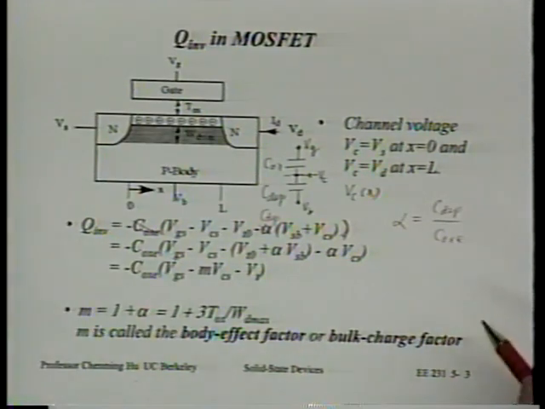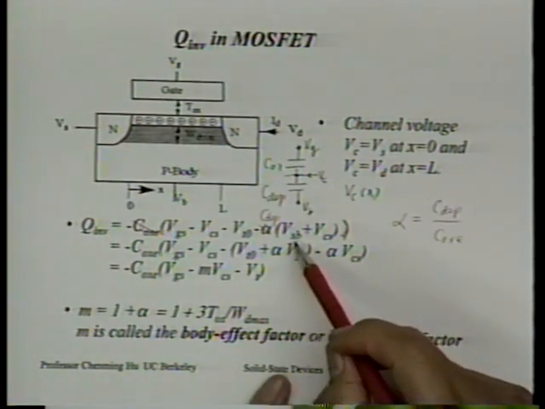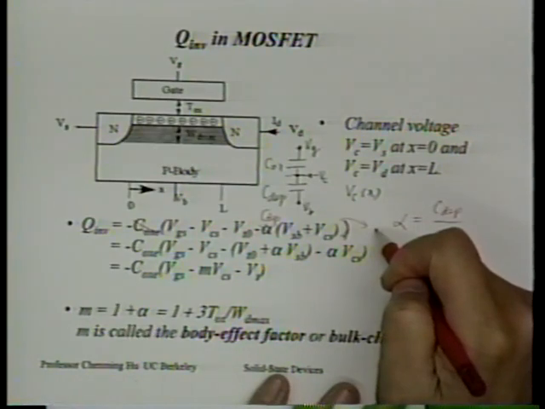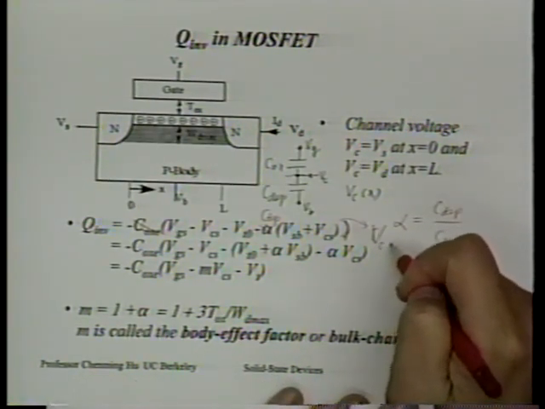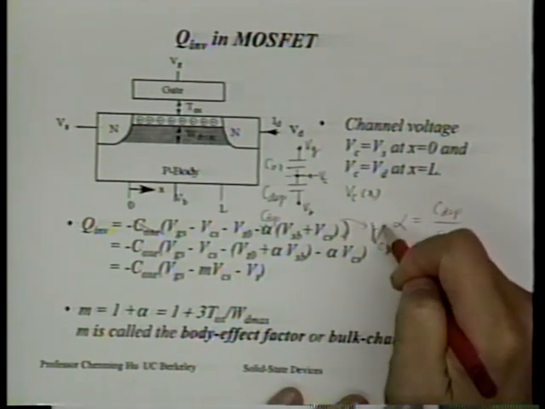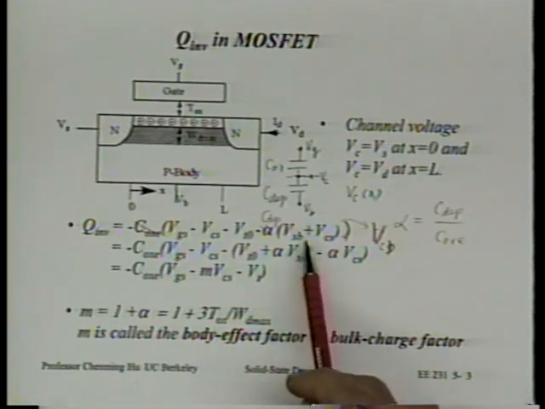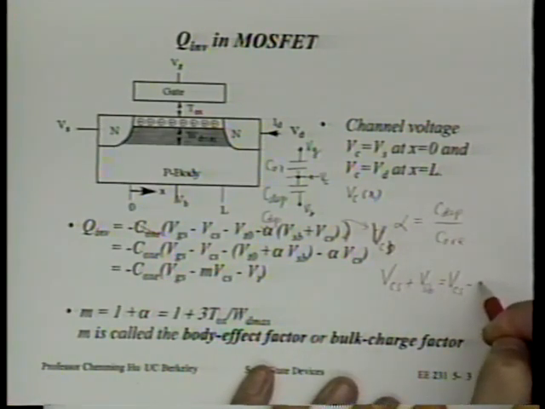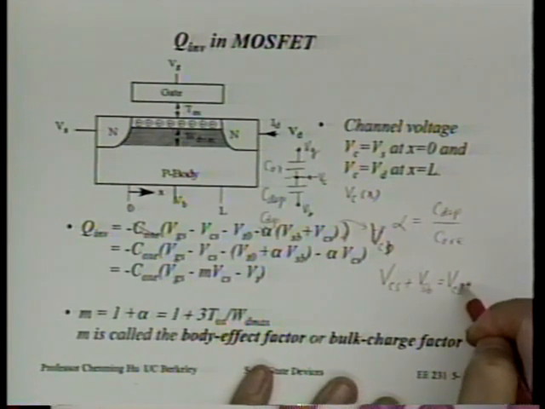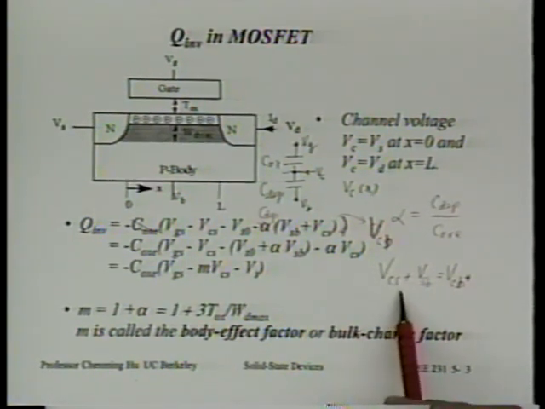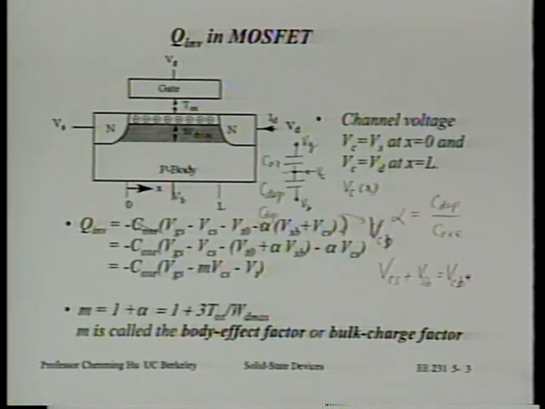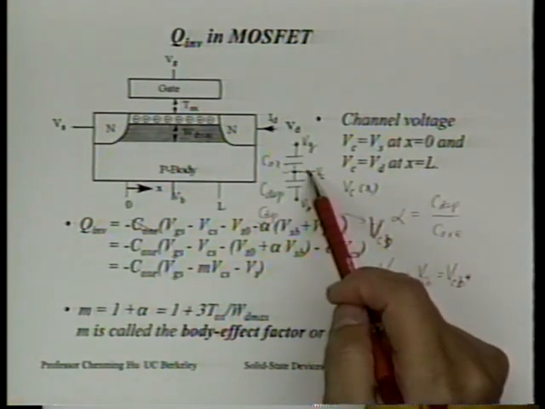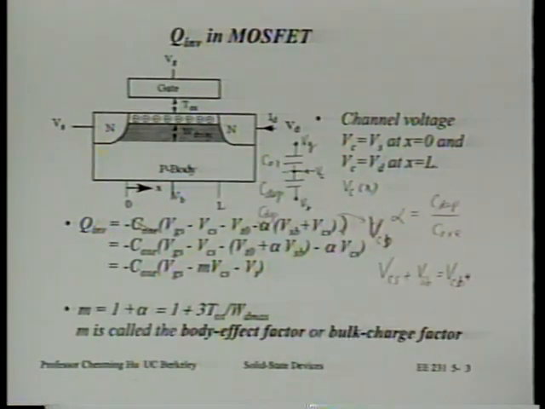Let's see what we're talking about. What is VSB plus VCS? Do you agree this really is just VCB, I'm sorry, it takes a while to see. C to S plus S to B gives you C to B voltage. Right? So the charge on the C side of the capacitor, the channel side, is simply equal to capacitance times VCB. Does that make sense?